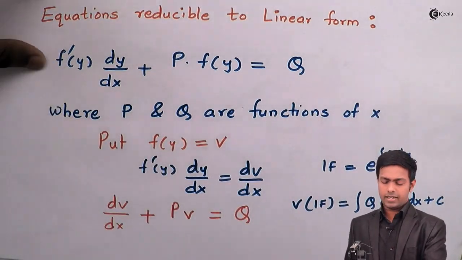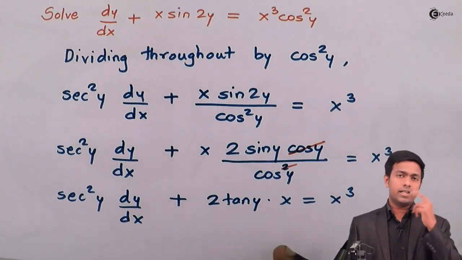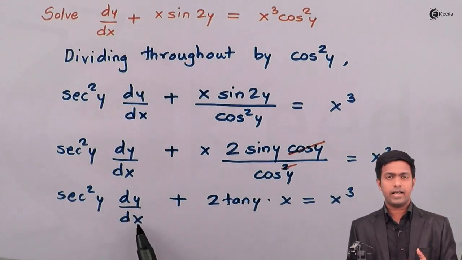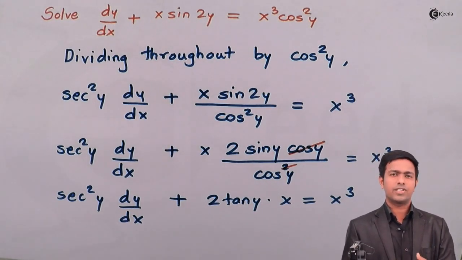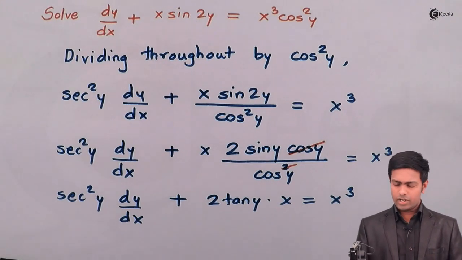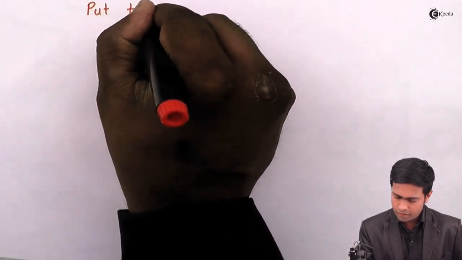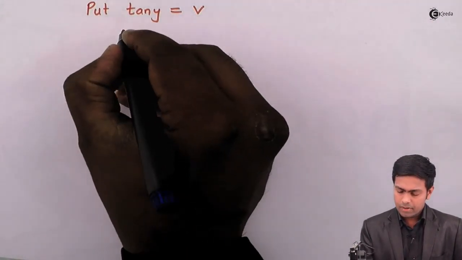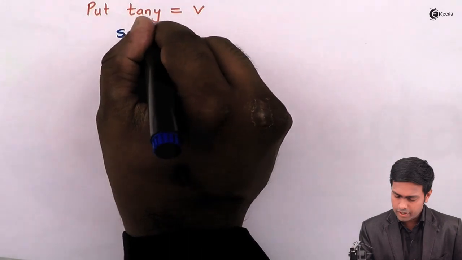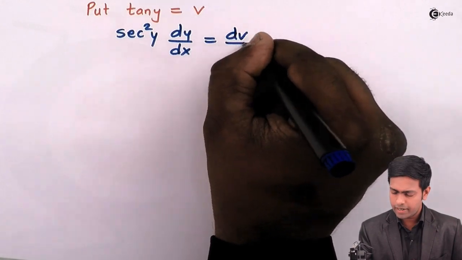So guys, here you can see that we have a tan y term. So if I put tan y equal to v, then the derivative of tan y is sec square y dy by dx, which can become dv by dx. So I can convert this equation into linear form. So let's do it. So here I'll say put tan of y is equal to v. So that will become sec square y dy by dx is equal to dv by dx.